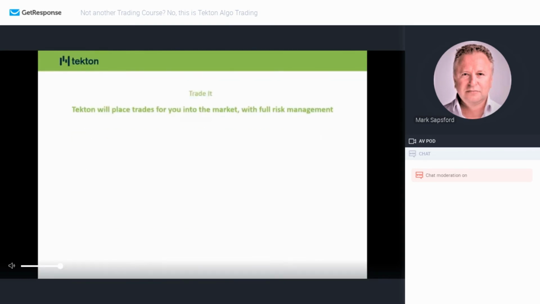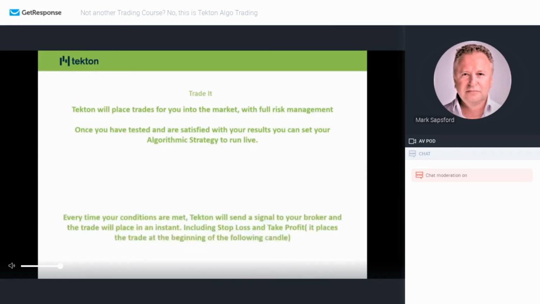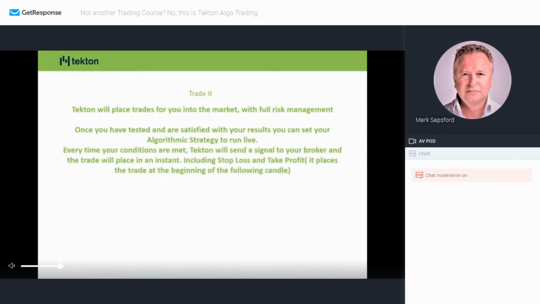So Tekton will place trades for you into the market with full risk management based on your own criteria, on your own settings. Once you have tested and are satisfied with your results, you can set your algorithmic strategy to run live in the marketplace. Every time the conditions you created in your algorithm are met, Tekton will send a signal to your broker and the trade will be placed in an instant. This will include stop loss and take profit.